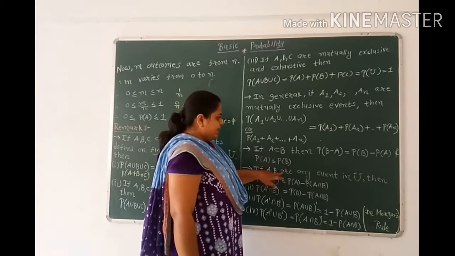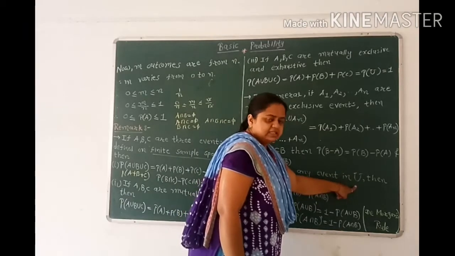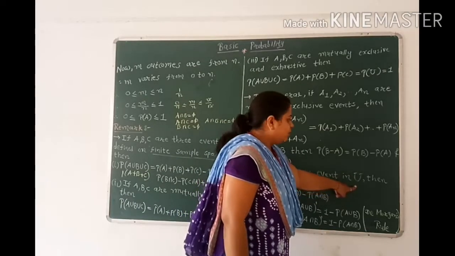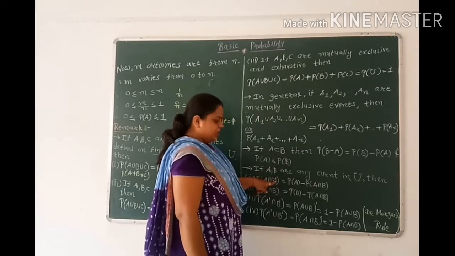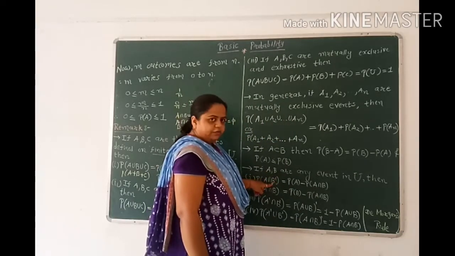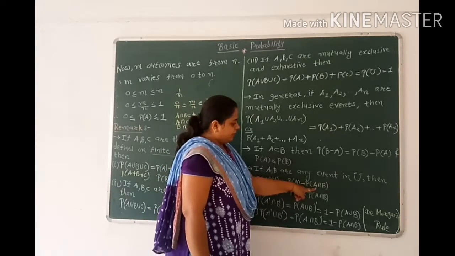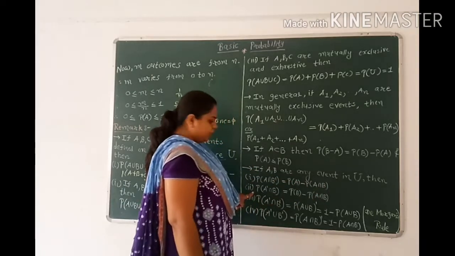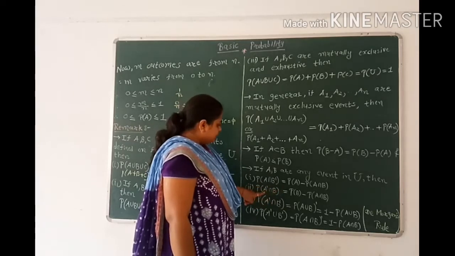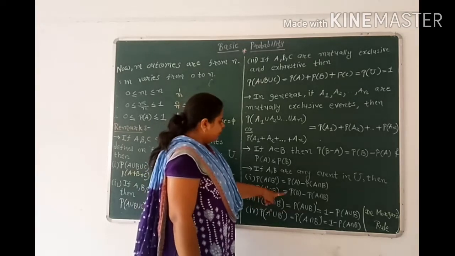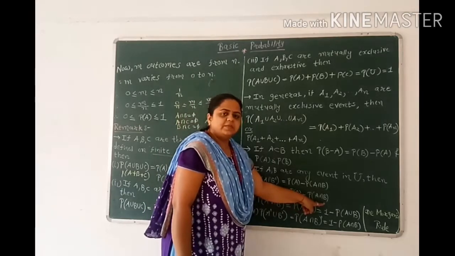If A, B are any events in U, U that is our sample space, that is the set of all possible outcomes. Then number 1, probability of A intersection B dash, B dash that is the complement of B, equals probability of A minus probability of A intersection B. Number 2, probability of A dash intersection B, A dash that is the complement of A, equals probability of B minus probability of A intersection B.